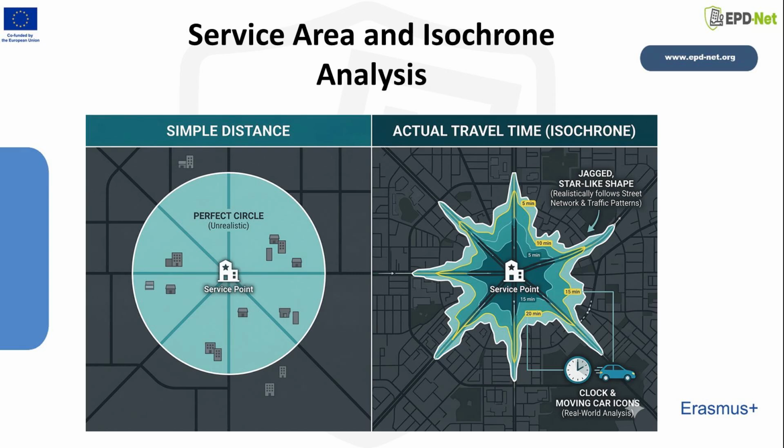In urban planning, service area and isochrone analyses are widely used to assess service coverage and identify underserved neighborhoods. By comparing accessibility across different areas, planners can make informed decisions about where new services or infrastructure investments are most needed.